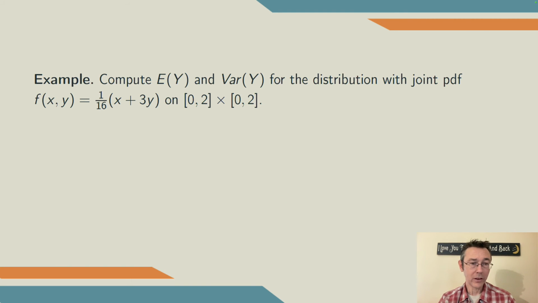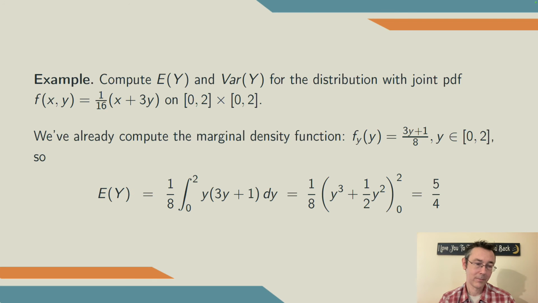Let's carry on with that same example that we were looking at earlier and use it to compute the expected value and variance of y. So again, I recommend pausing the video, trying to do this on your own before seeing my solutions. We already have the marginal PDF, f sub y of y. It's (3y plus 1) over 8, and we know the support is from y equals 0 to 2. So to find the expected value, we are going to integrate y times f sub y of y. You can see the math here. In the end, we get 1.25.